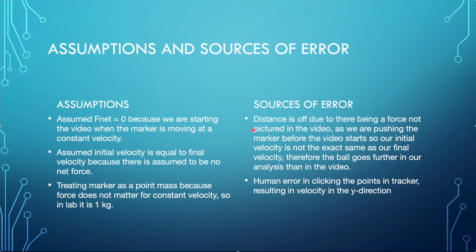For our sources of error, the distance is slightly off because we're pushing the marker, but we're also editing out the marker's push. So our initial velocity is not exactly the same as our final velocity. And we have human error in clicking the points in Tracker, which, as you saw in the code earlier, resulted in a small velocity value in the y direction. And that's it. Thank you.